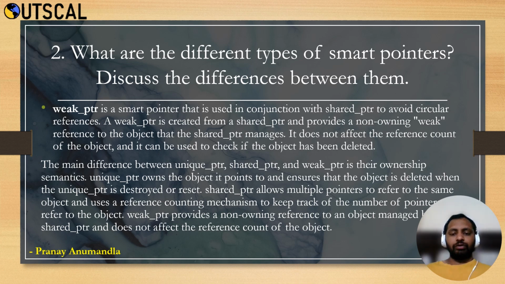Weak pointer provides a non-owning reference. It doesn't own any object, but it refers to the object managed by the shared pointer. It does not affect the reference count of the object. All three are smart pointers, and the default feature of smart pointers is that whenever we allocate memory using a smart pointer for any object, it gets deallocated or removed automatically.